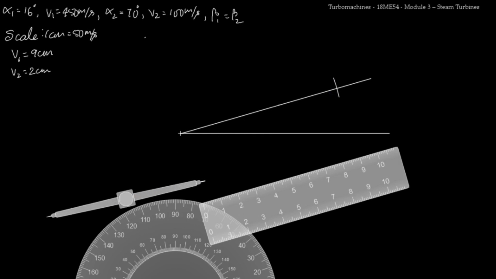Once I have done that, now what I'll do is I'll complete the inlet velocity triangle. So from here I'll draw a vertical line. Now this is VF1 and this is our V1. Now I don't know where I'll get VR1, but since I know V2 and alpha 2, I'll construct those two also.